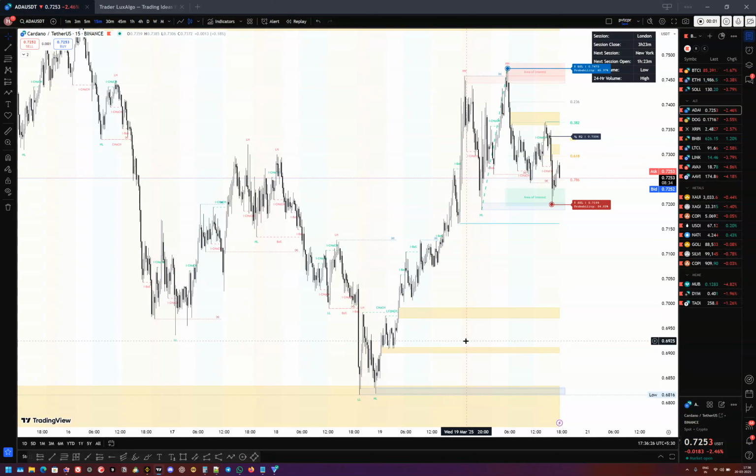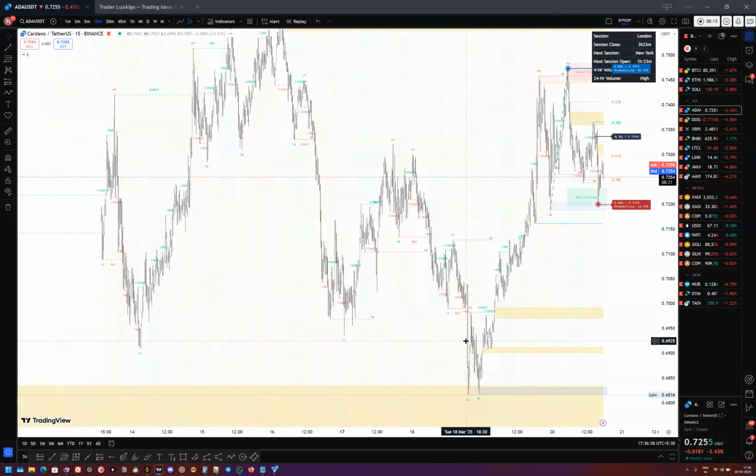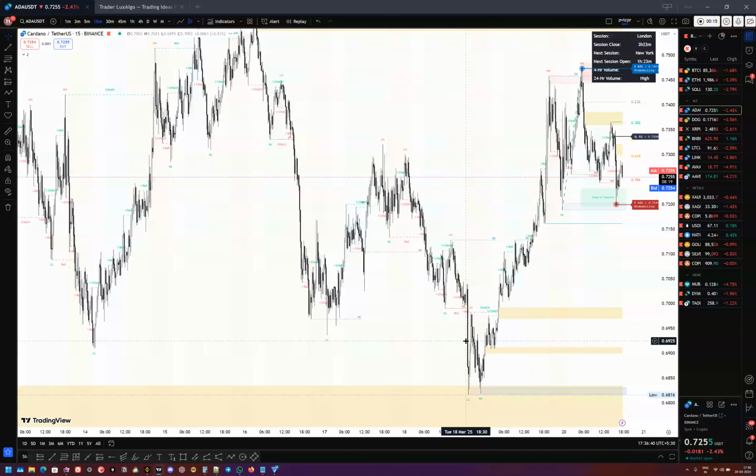Hi everyone, and now we are going to look at the intraday trade opportunities that we get and we analyze on the altcoins, right? One of the best trading principles that you will ever understand is about liquidity, and its grab and inducement.